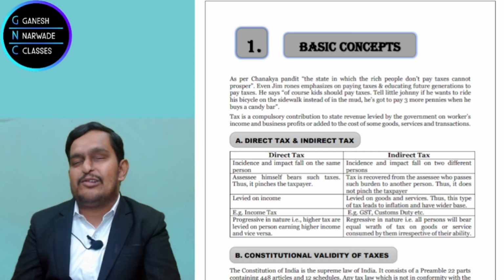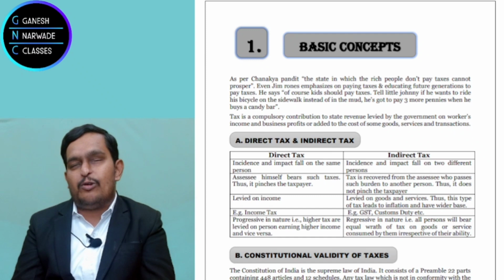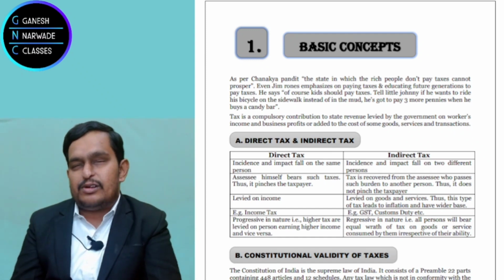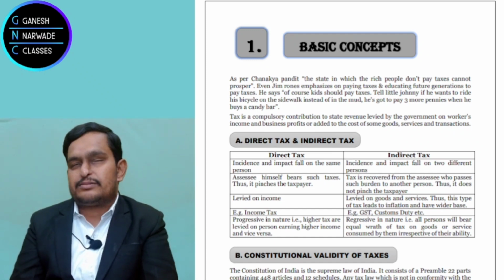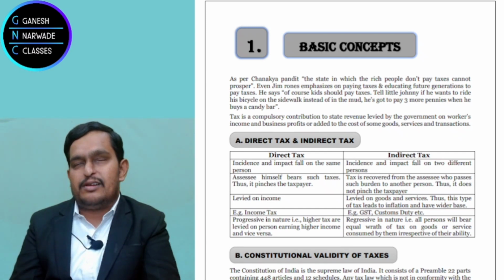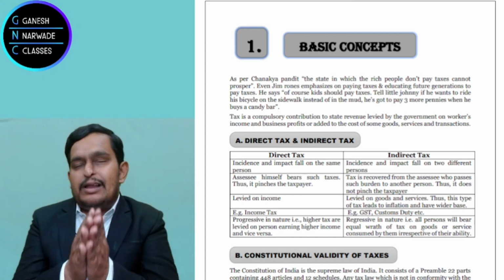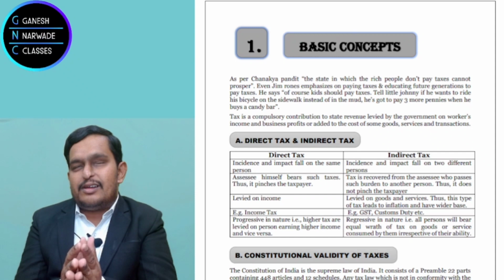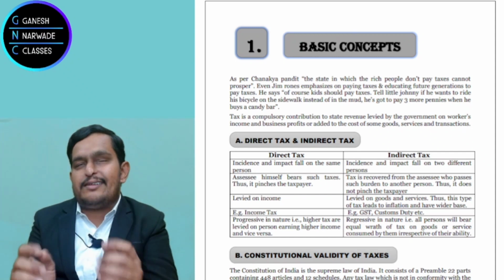Now, I'll ask you a simple question. What is tax? Till now, we understood why tax. Now, tell me what is tax. Tax is a compulsory contribution. Is it optional? No, it is compulsory. So, tax is a compulsory contribution which individuals or organizations make.